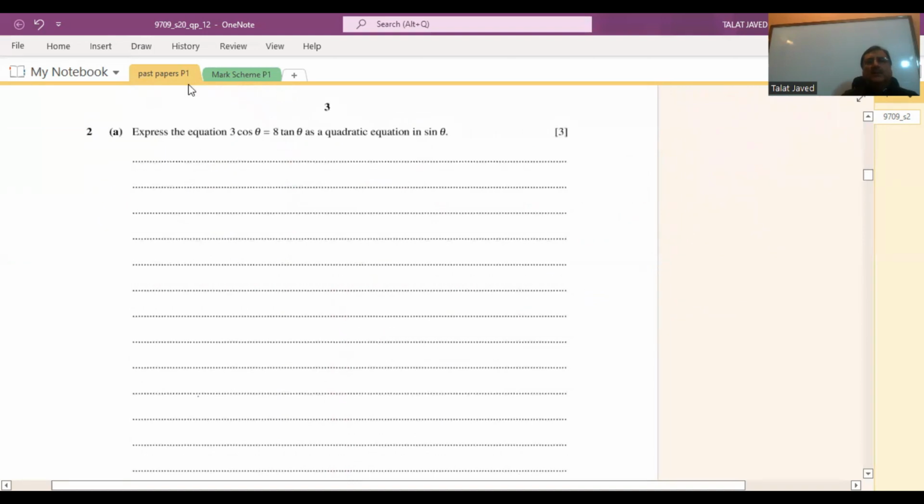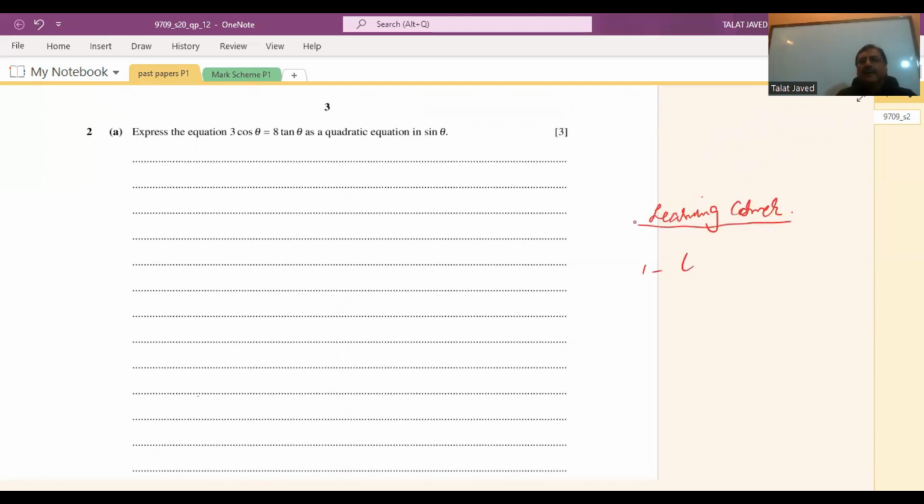In question number 2, this is related to trigonometry. So according to your syllabus, you need to know only two things. Number one, tan theta equal to sin theta over cos theta, and second, the identity cos squared theta plus sin squared theta equal to 1. So we will use these two identities to solve this question.